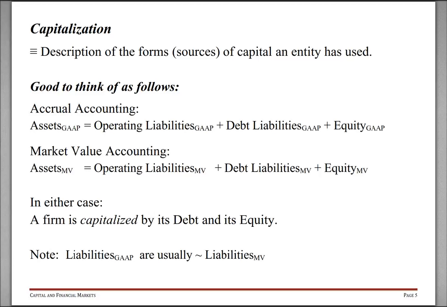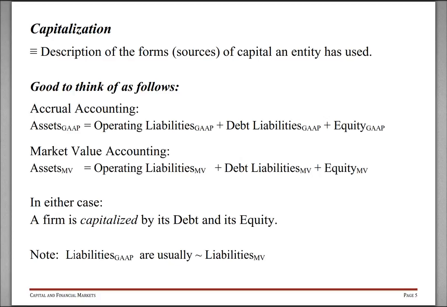Okay, we can also think of this in terms of market value accounting. We could say that an entity's assets in market value terms are equal to its operating liabilities marked at market values, plus its debt liabilities marked at market values, plus its equity at market value. We'll look at an example of both of these in just a second, which will make this a little more clear.